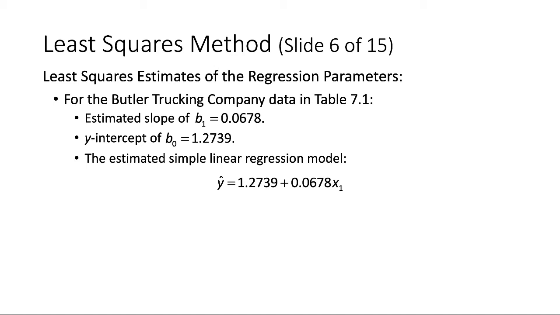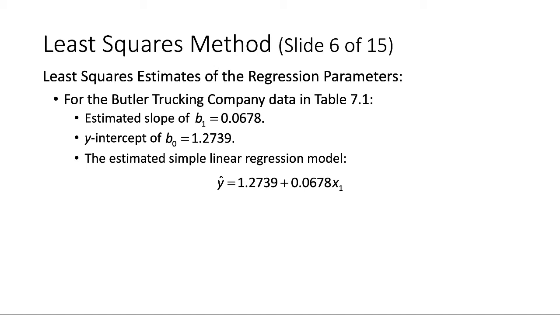So the slope B1 is the estimated change in the mean of the dependent variable y that is associated with a 1 unit increase in the independent variable x. In this trucking company example, we can estimate that if the length of a driving assignment were 1 mile longer, the mean travel time for that driving assignment would be 0.0678 hour, or approximately 4 minutes longer.